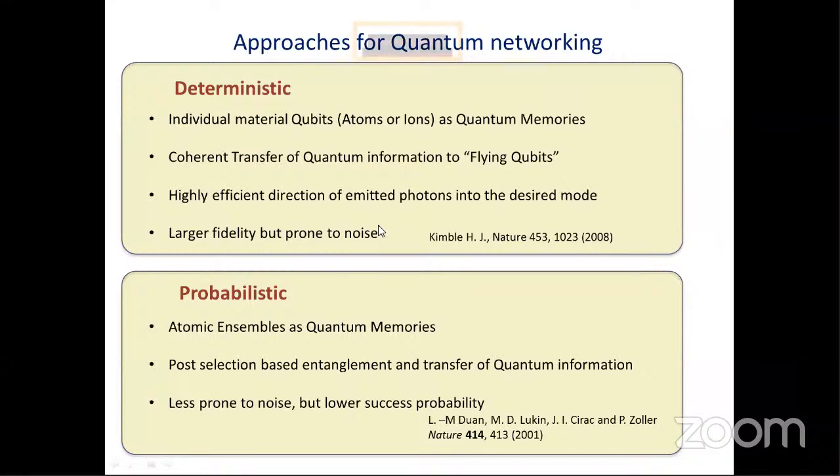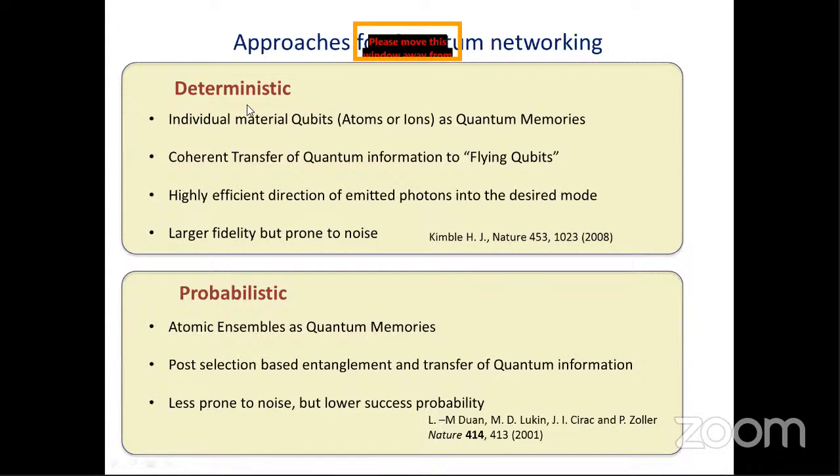So in quantum networking, there are two fundamental approaches: one is deterministic and one is probabilistic. I'll just give an example of how deterministic networking is done. Probabilistic, I will not get into. I'm running short of time, so I think I'll wrap this up soon.